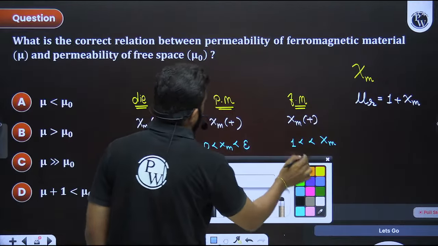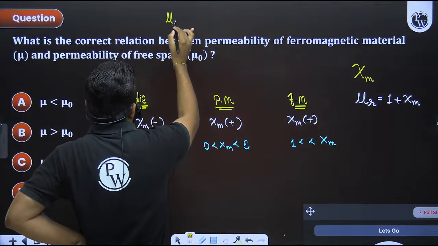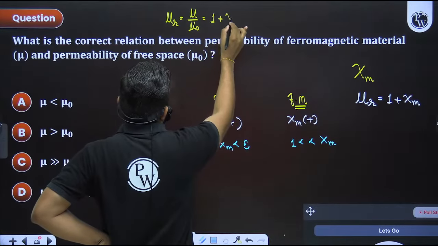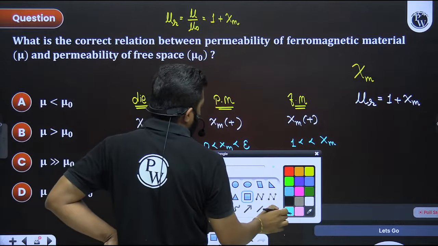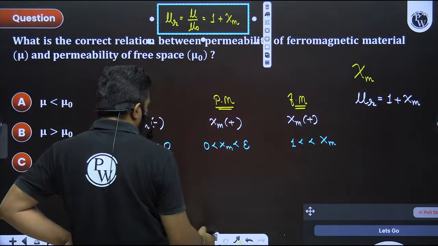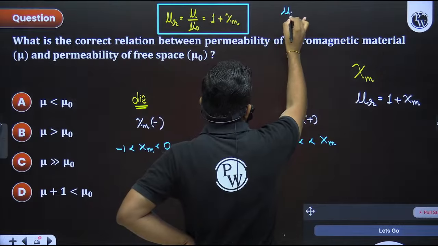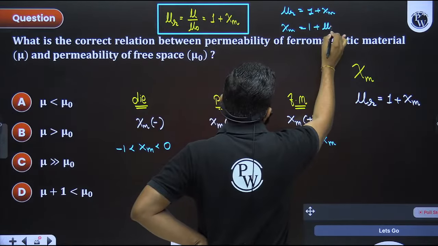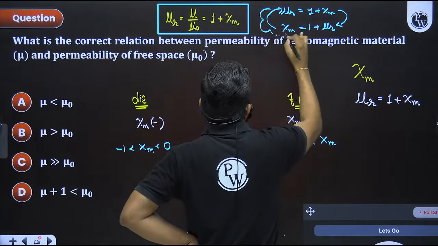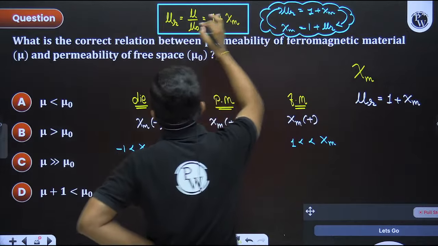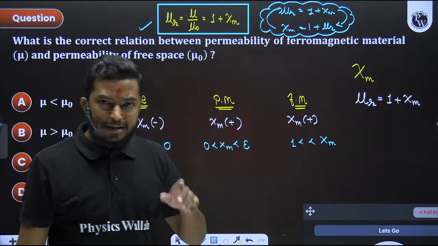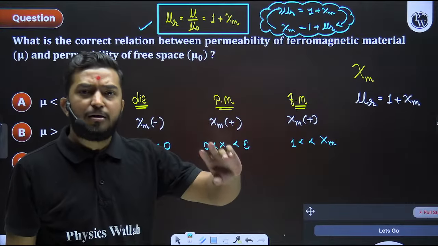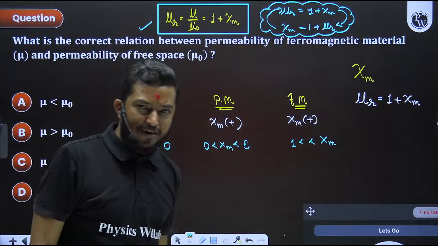How to remember the same thing after a long time? We know that the value of mu r is equal to mu divided by mu naught, which is equal to 1 plus XM. So always remember it in this format, so that after a long time you have no confusion about whether mu r is equal to 1 plus XM, or XM is equal to 1 plus mu r. It creates huge confusion during exam time. Just for that, I give you one suggestion: mu r starts from mu divided by mu naught, which is equal to 1 plus XM. It makes the formula easy.